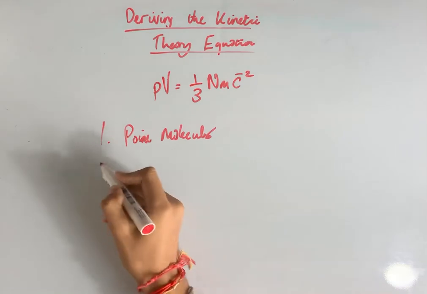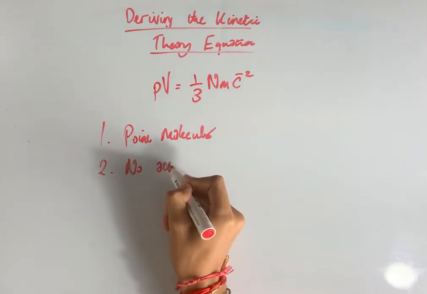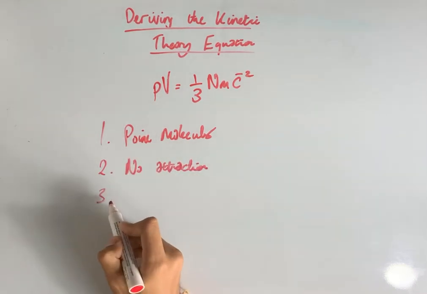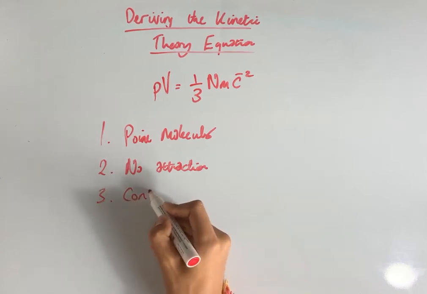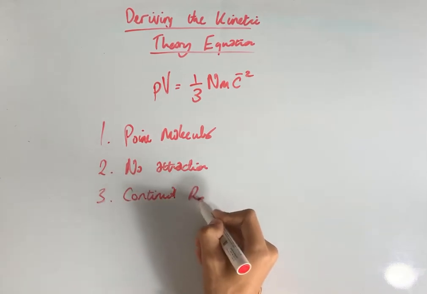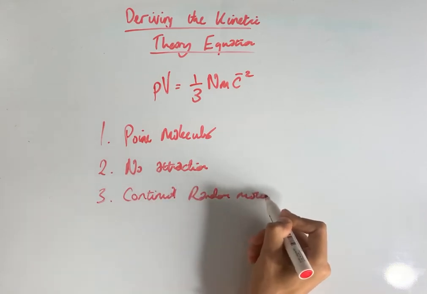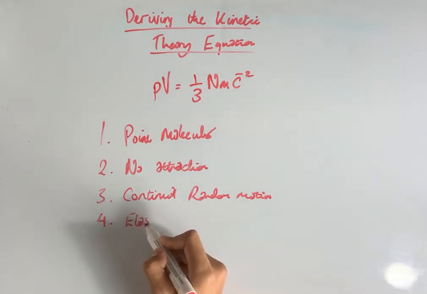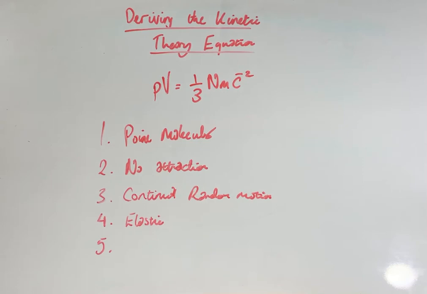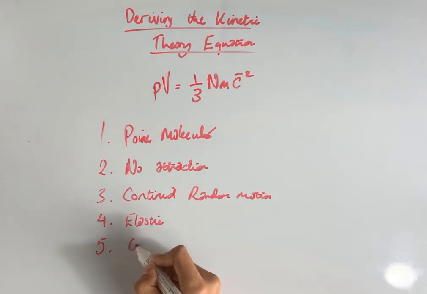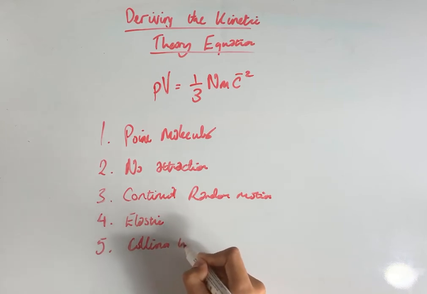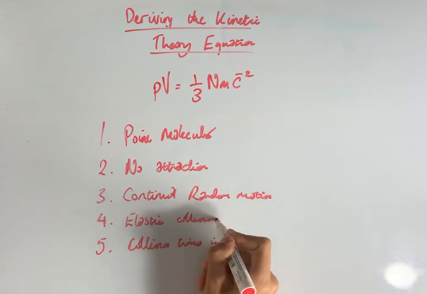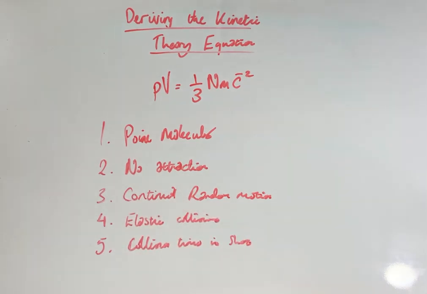Number 2, they do not attract one another. Number 3, they move in continual random motion. Number 4, their collisions are elastic. And number 5, collision time is short. Now we can begin.